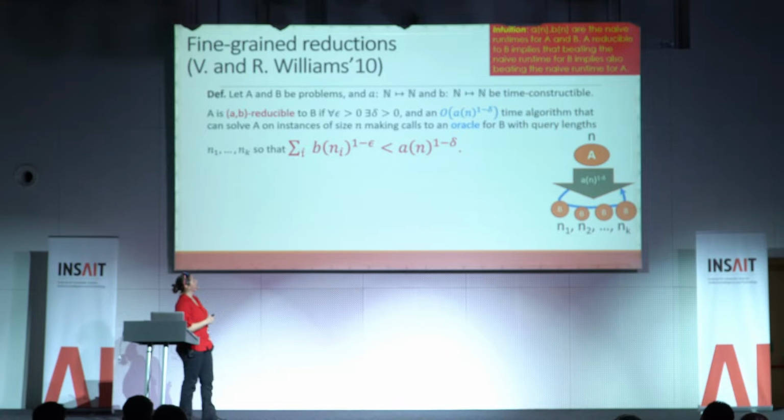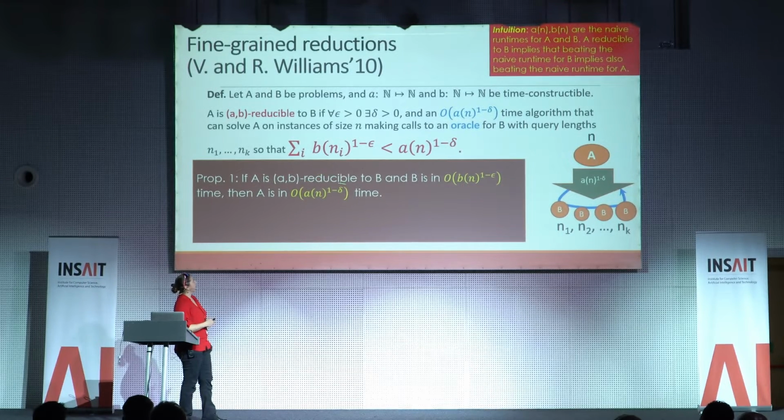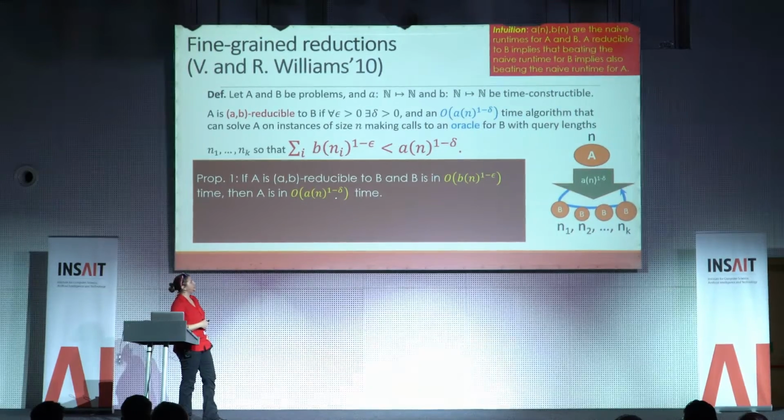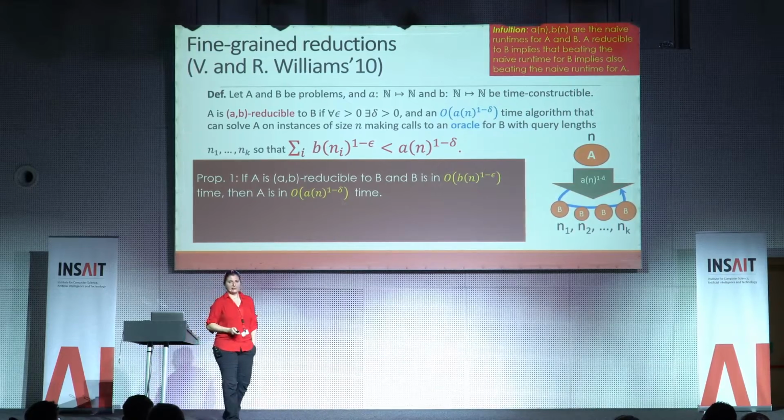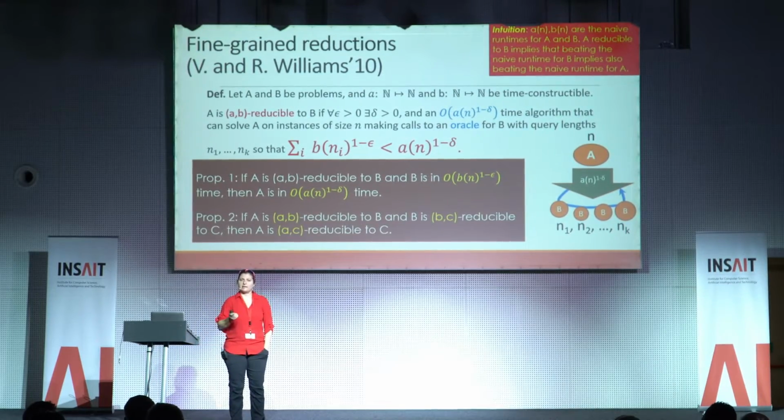The important thing is this inequality, and I'll explain it in the following way. It's just to show the following thing. If A has a reduction to B like this, and B can be solved fast, in b of n to the 1 minus epsilon time, then A also can be solved faster than its a of n runtime. How do you solve it? Well, B can be solved faster, so you run the reduction and then apply the fast algorithm for B over here. And the running time for solving all these instances of B is just the summation of b of n sub i to the 1 minus epsilon. That's the running time here. And because of this inequality, it's less than a of n to the 1 minus delta. And when you compose it with the algorithm that spits them out and solves the problem, you get an a of n to the 1 minus delta time algorithm for A. And it has some other properties like transitivity and so on.